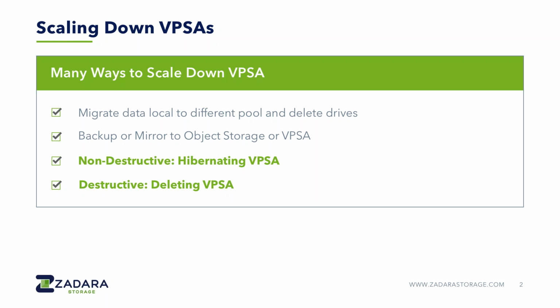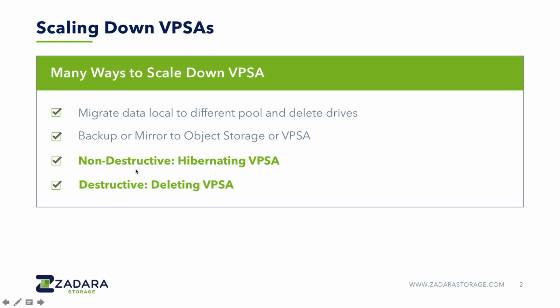Another way is if you want to move from East Coast to West Coast and have all your data over there, you just use mirroring, and then the data is moved over there, and then you can delete the VPSA itself. Now, there are two other ways that you can do it. I'll show you this in a demo here.